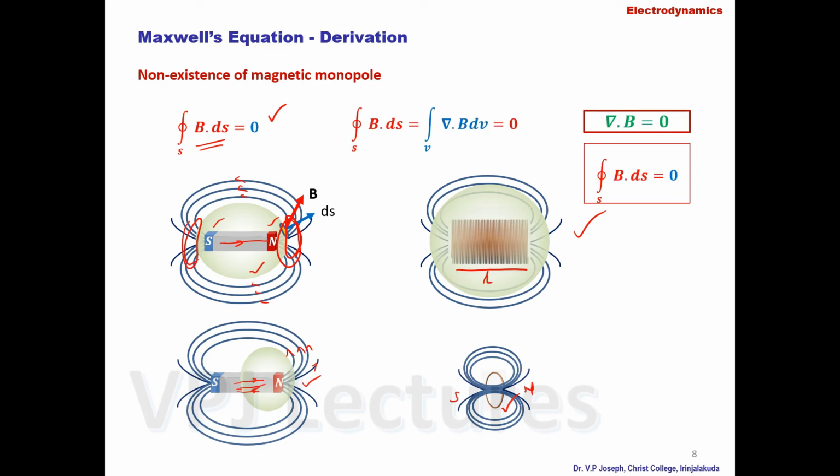So the differential and integral forms may be written like this: surface integral B dot ds is equal to 0, and when converting that into a volume integral, surface integral B dot ds is equal to volume integral del dot B dV, and that gives del dot B is equal to 0. So this argument, or this logical explanation, is sufficient for the proof of del dot B is equal to 0.